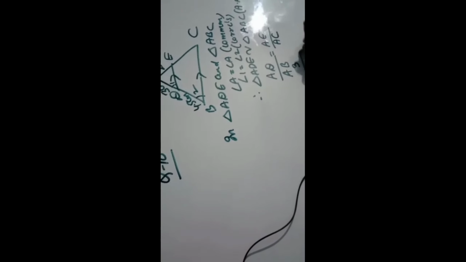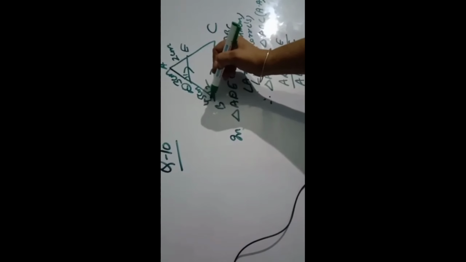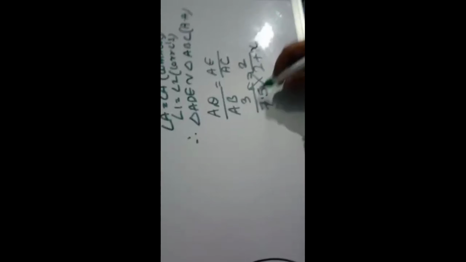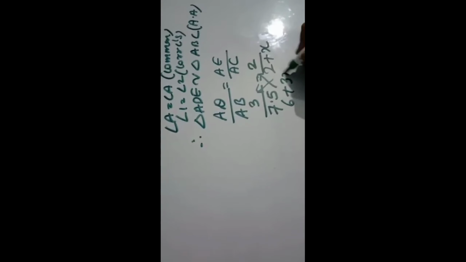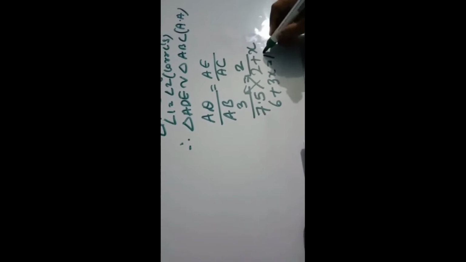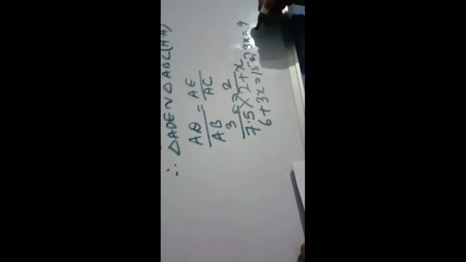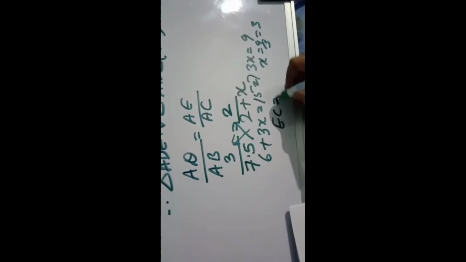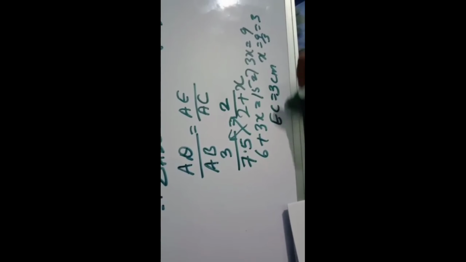Now AD is 3. AB, you see, this is 3, this is 4.5. 3 plus 4.5, what will come? 7.5. AE is 2 and AC is 2 plus, suppose this is x. EC you want to find, so you can take x. Now when you cross multiply, you will get 3 into 2, 6, plus 3x equal to 7.5 into 2, you will get 15. So 3x is equal to 15 minus 6, you will get 9. x will be 9 over 3, that is 3. So EC will come 3 centimeter.